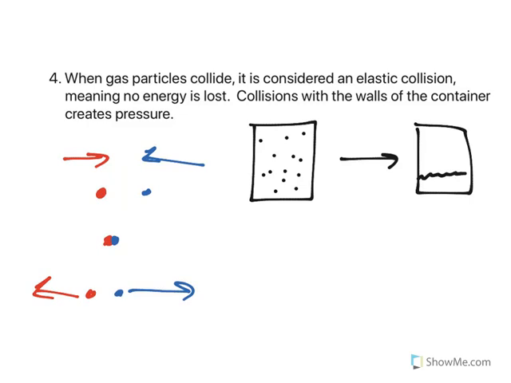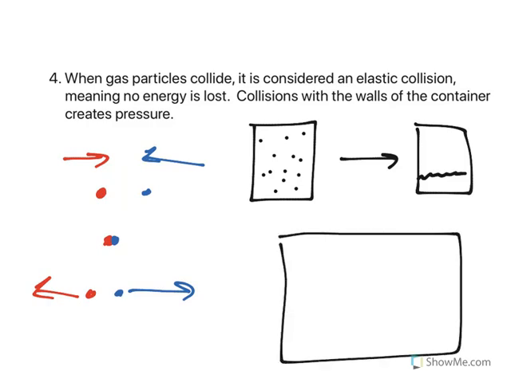Also, this postulate describes collisions with the walls of a container. So in this container, we have particles that are moving in all directions. When these particles collide with the wall of the container, they exert a force on that wall, and that force is measured as pressure. The pressure of a vessel is simply due to the force of the particles colliding with its walls.